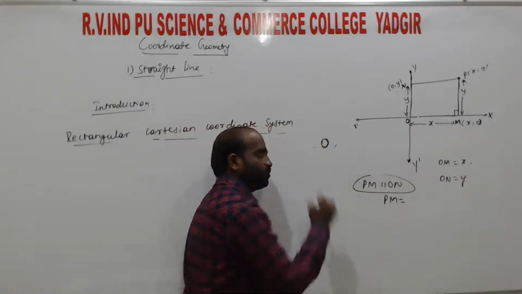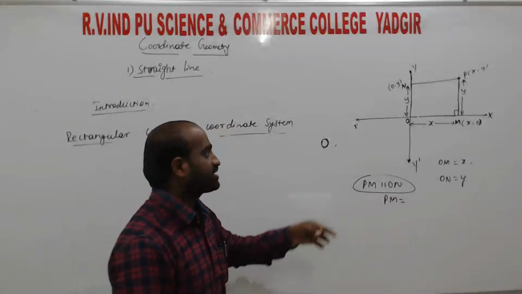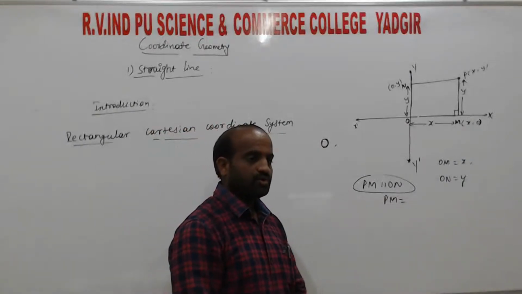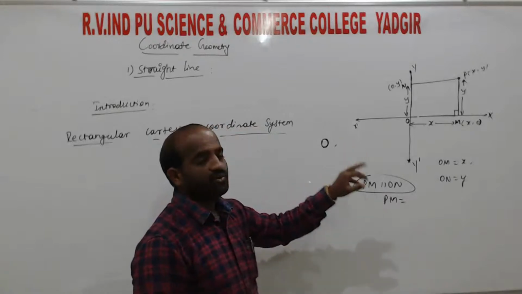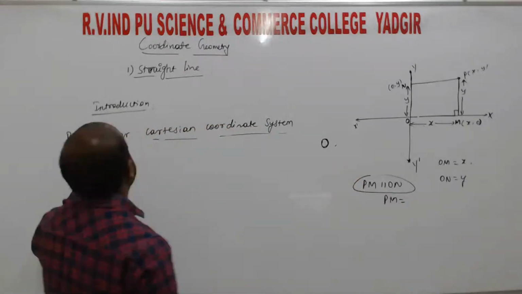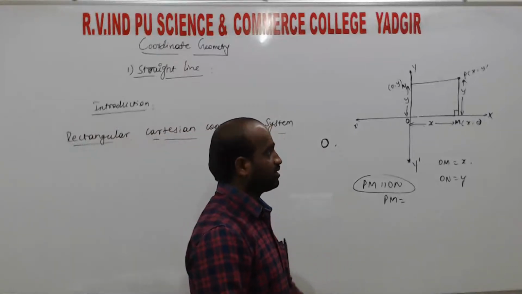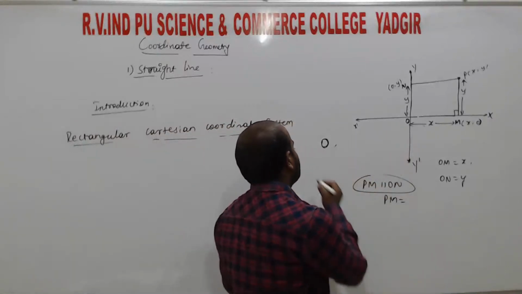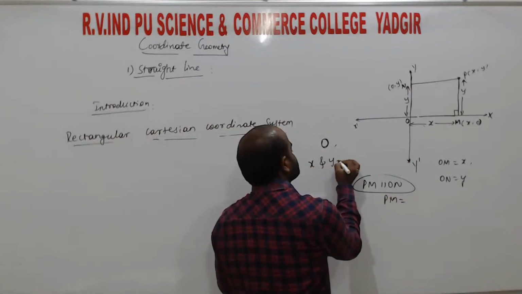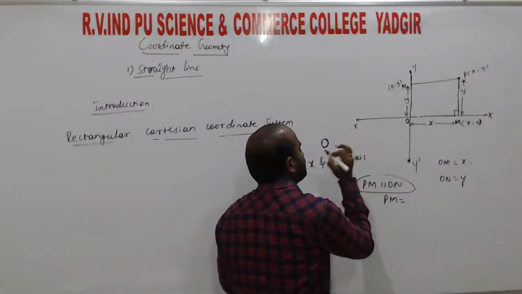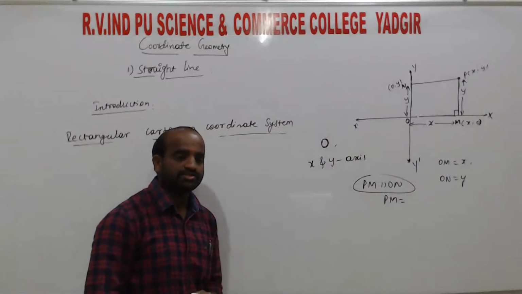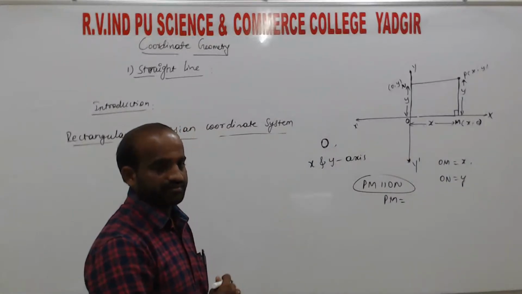Now, the origin O together with the x and y axes is called the rectangular Cartesian coordinate system.